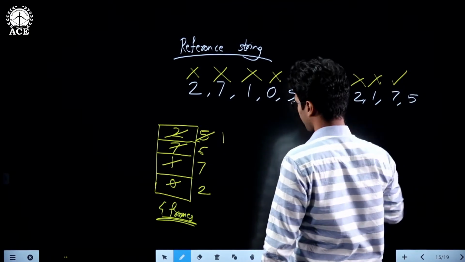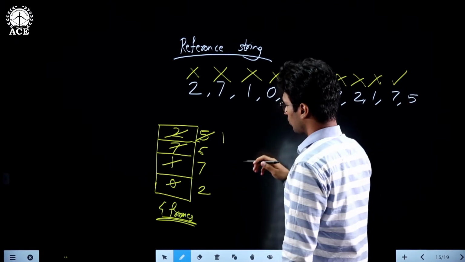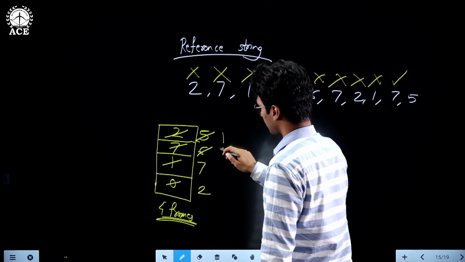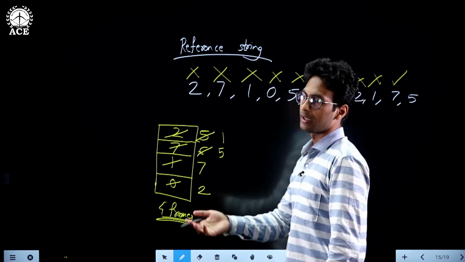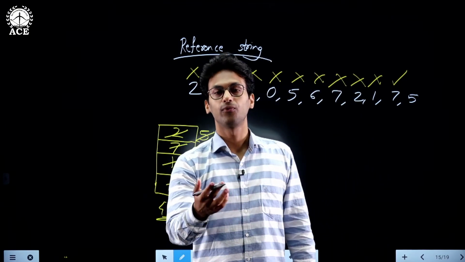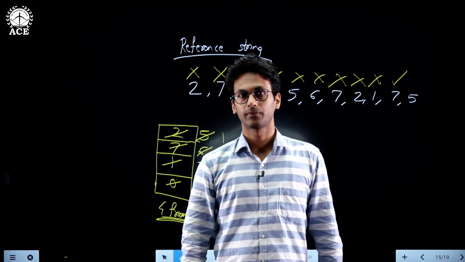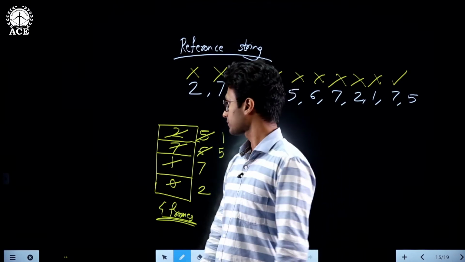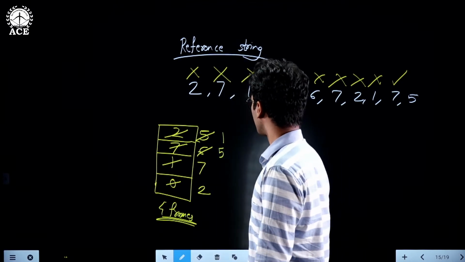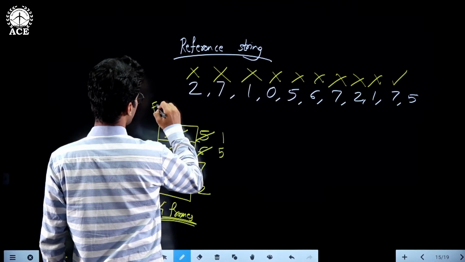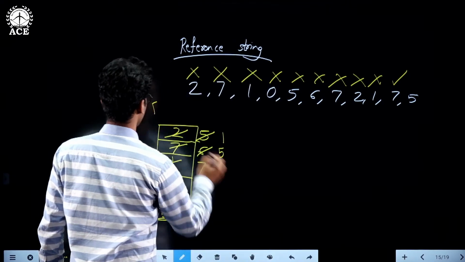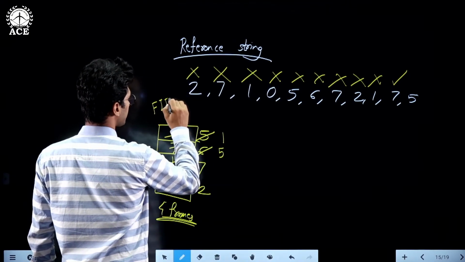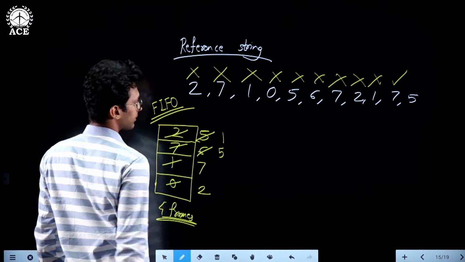Page 7 is hit. Page 5 is there? No, page 5 is not there. See, replace 6 with 5. This is how the FIFO, first in, first out algorithm will work. Whoever came first went out first, isn't it? So this was FIFO, first in, first out, page replacement algorithm.